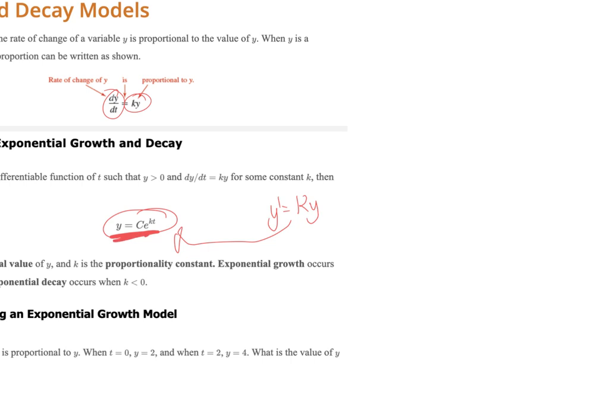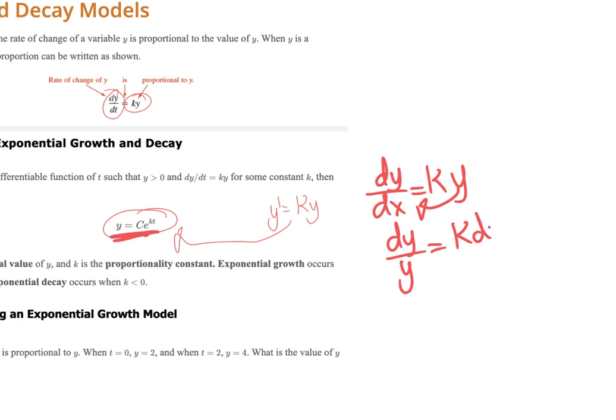So to solve this, I'm going to write this as dy dx equals ky. So I'm going to divide both sides by y, and multiply both sides by dx. So I'm going to take the integral of that. So I've got the natural log of y. Again, we talked about y is greater than 0, so I'll just drop those absolute values. The natural log of y equals kx.